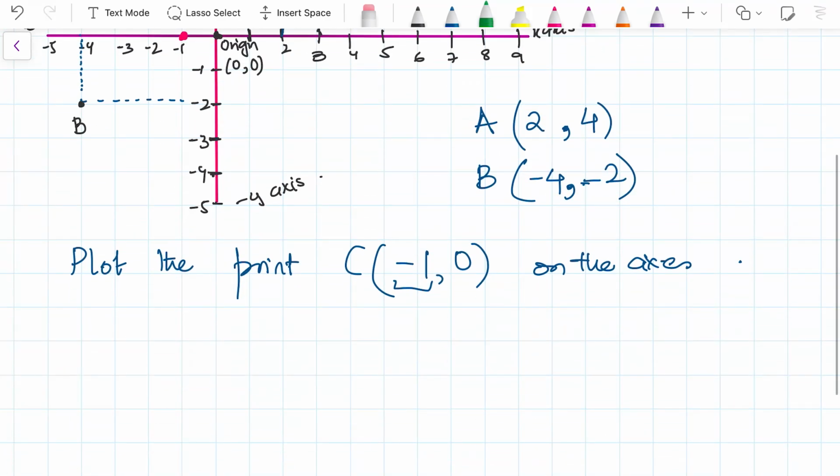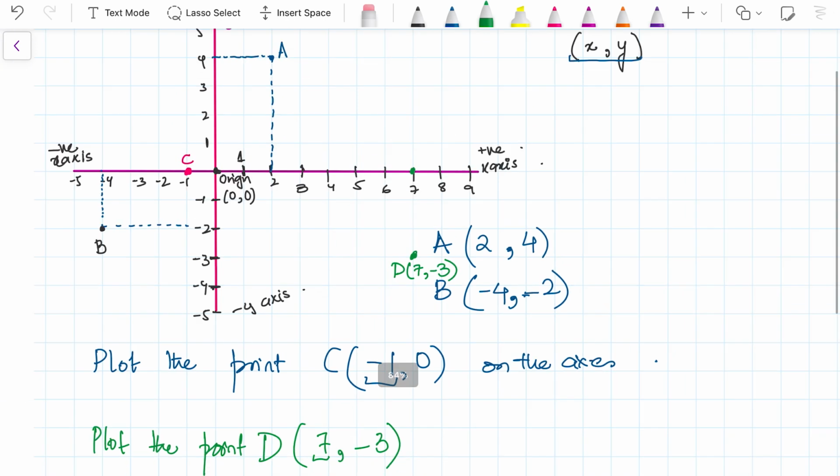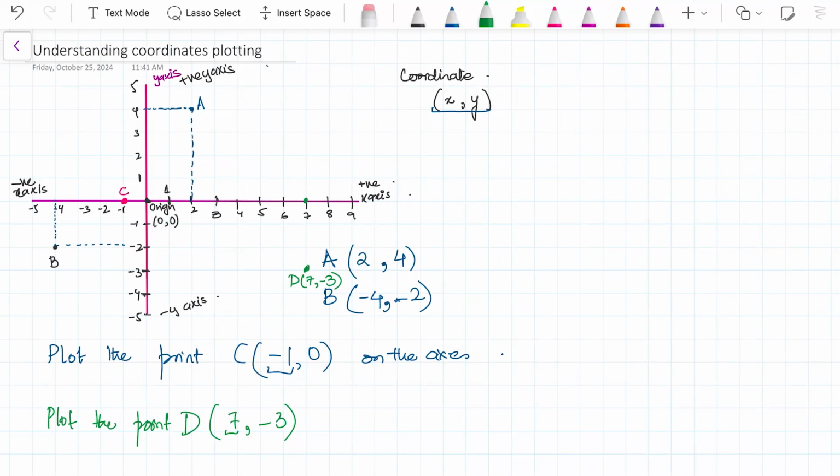Now let's do some more plotting. Plot the point 7 comma minus 3. So 7 on the x-axis. So 7 on the horizontal axis is here. And we go 3 units down. 1, 2, 3. So this is my point D, 7 comma minus 3. So this is how we use the coordinate axes to plot the points and to read the points. And coordinates are used in a lot of different topics.